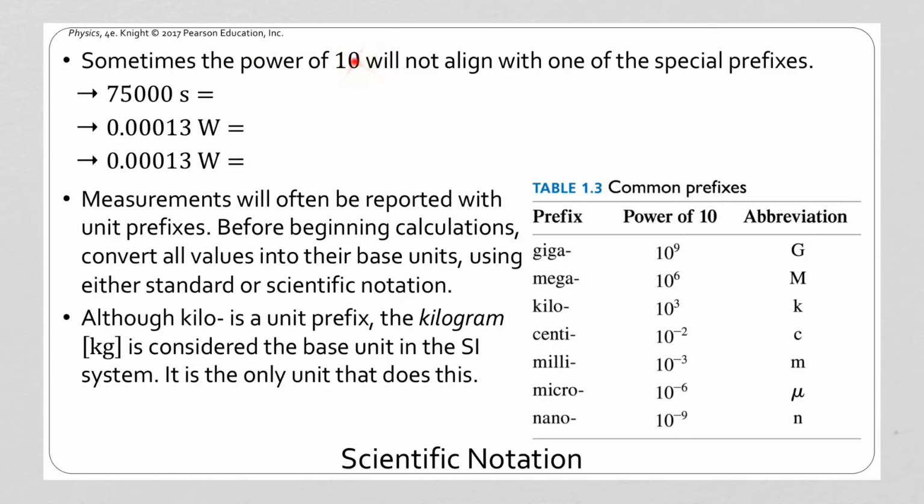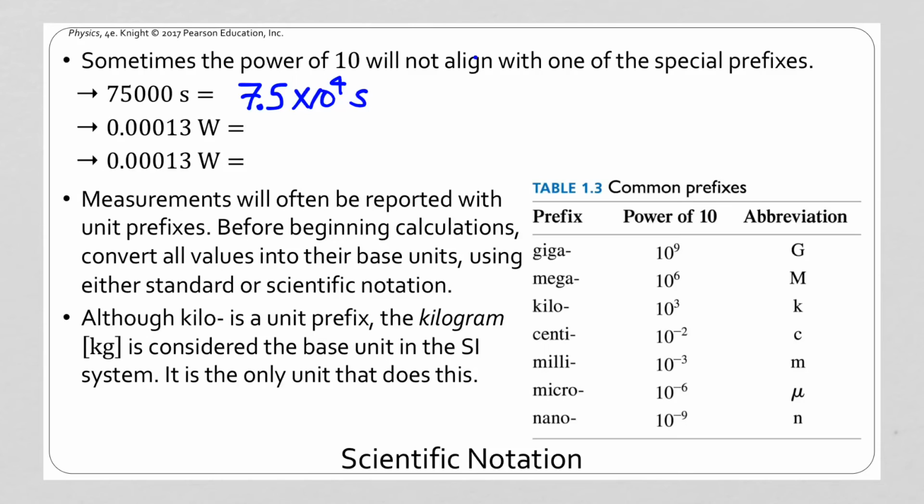The power of 10 does not always perfectly align with the special prefixes. These special prefixes go up in groups of 3, so sometimes you'll have a value that doesn't quite work like that. For example, here, if we put this in scientific notation, this would be 7.5 times 10 to the 4 seconds. And so 10 to the 4 is not one of our special powers of 10.